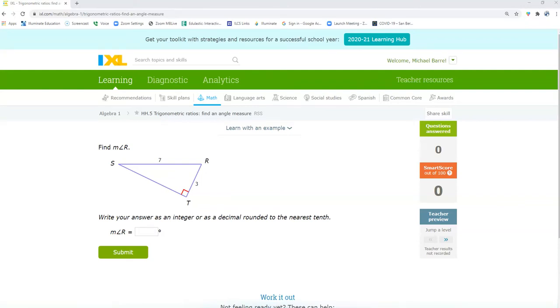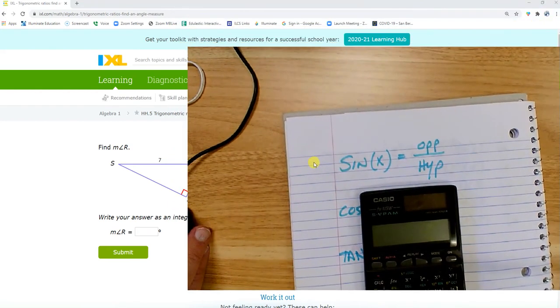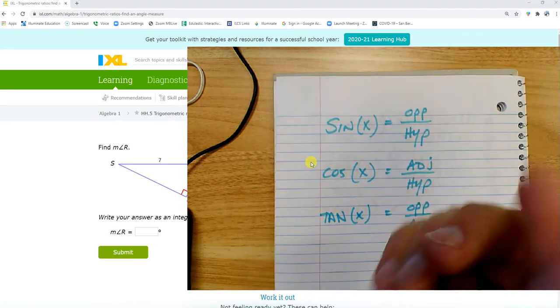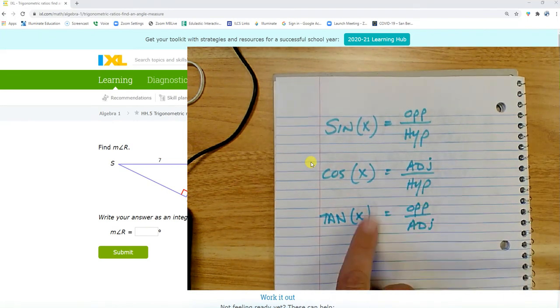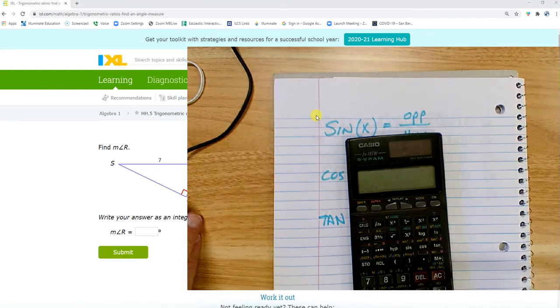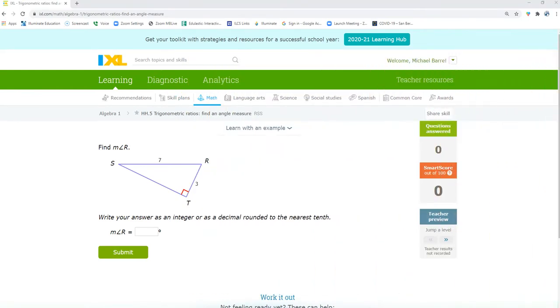Hey, it's Mr. Barr, and I'm going to do some trigonometric ratios, find an angle measure. Right here I've got my notes and a calculator, so I know that sine of x is opposite over hypotenuse, cosine is adjacent over hypotenuse, tangent is opposite over adjacent. I've got a calculator, so let's see if I can do some of these trig functions.